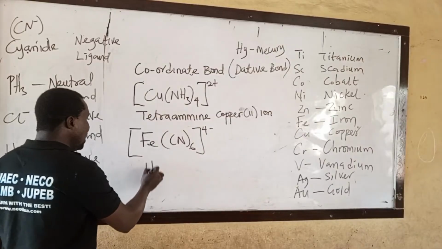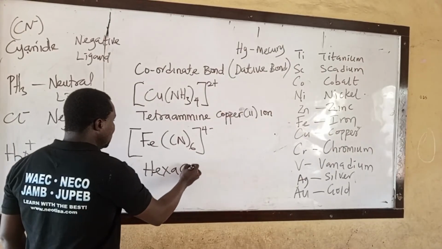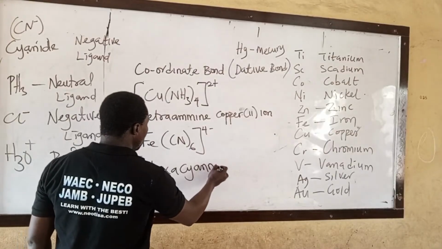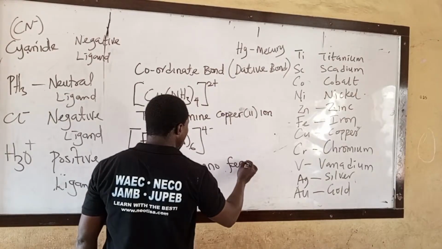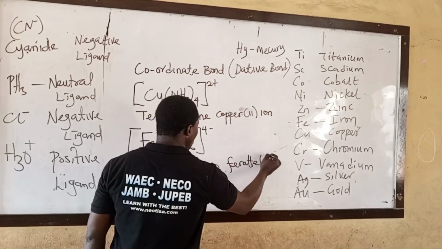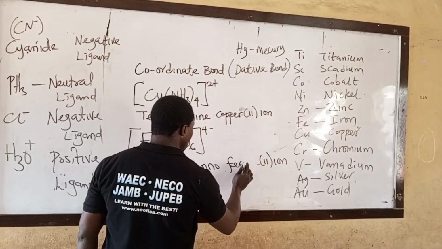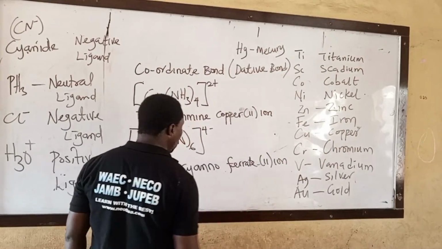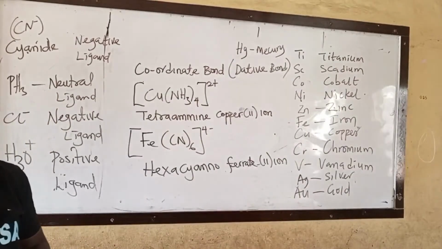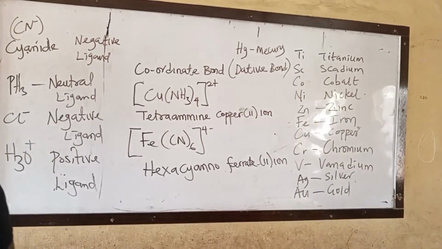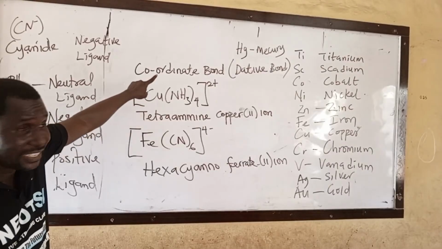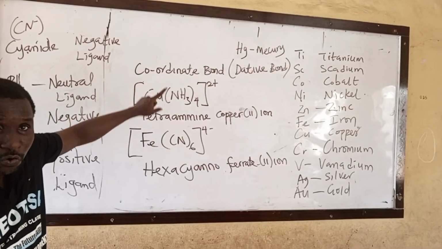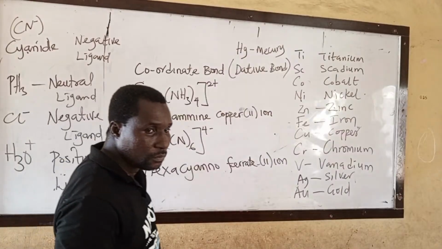The name of this is what? Ferrate 2 ion. When you see this kind of compound and they ask you what kind of bond occurs in there, the answer is what? Coordinate bond or dative bond.